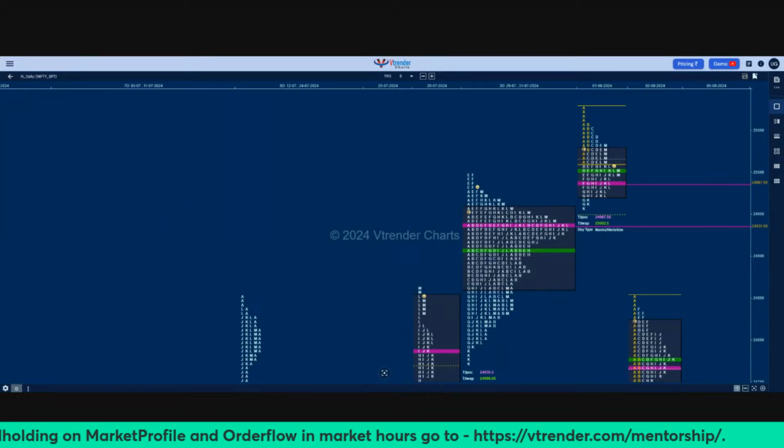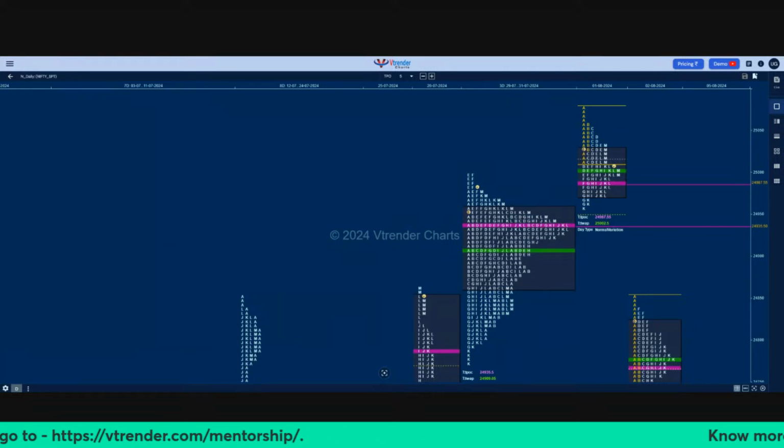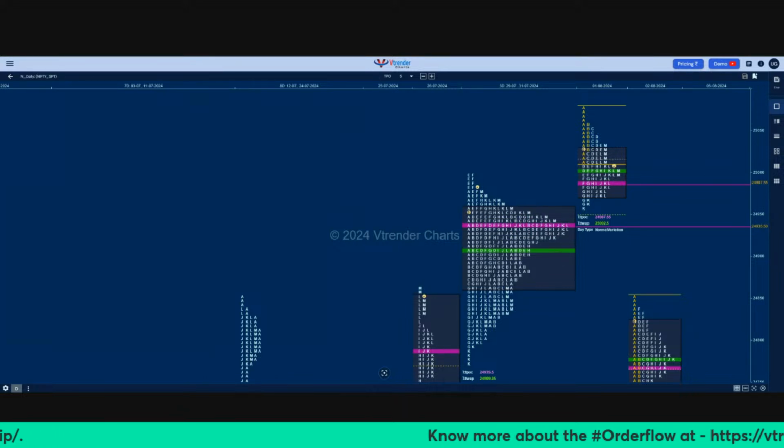So in market profile, what we look for on the charts is whether we are forming a balance or whether we are forming an imbalance. So how do we know that? Whatever time frame we watch the market profile chart in, we look at how the value is being formed, whether it's a daily chart, a weekly chart, or a monthly chart.